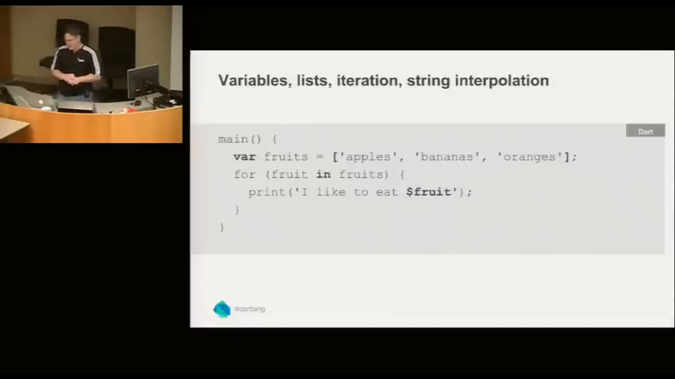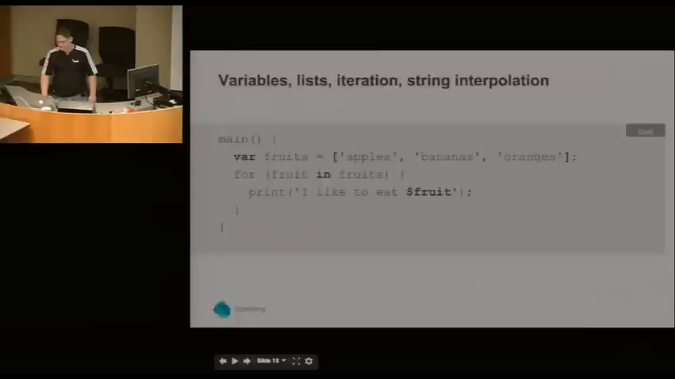So here's an example with variables, lists, iteration, and string interpolation. We have a main method. We say var fruits equals this list of fruits, and then we say for fruit in fruits print I like to eat fruit. There are two things that stand out. First of all, if you've coded JavaScript, you have this has own property when you loop over objects. You don't have to do that anymore. And then the second thing is we have proper string interpolation, so that's pretty nice.